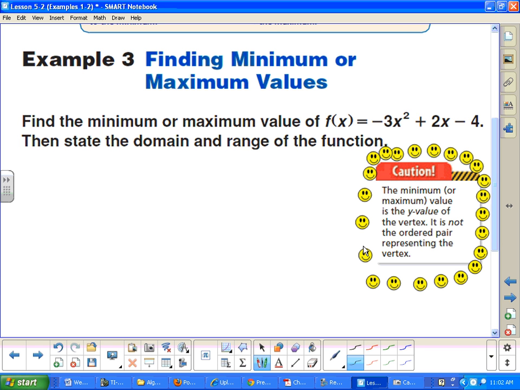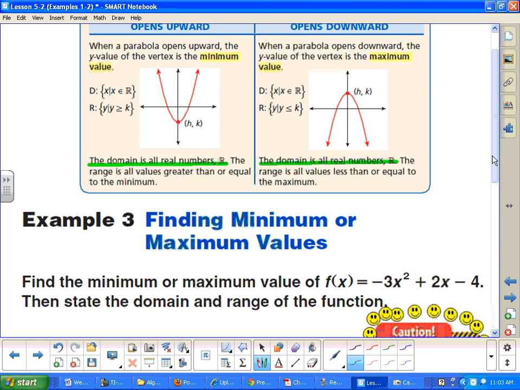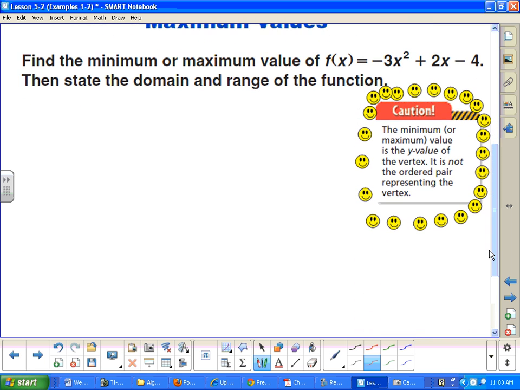So here we have negative 3x squared plus 2x minus 4, and they want us to find the min or the max. So first of all, does this open upwards or downwards? If it opens down, that means it has a maximum. So when we write the domain and range for this, the domain will be all real numbers, and the range will be y is less than or equal to whatever that value of k is, whatever that maximum number is. So how do we find it?